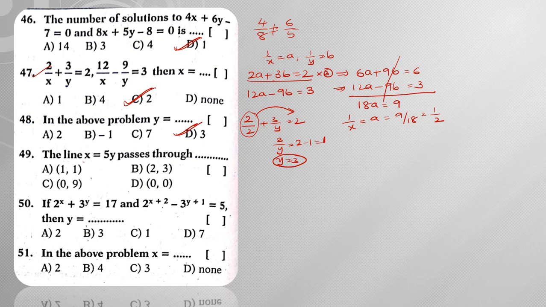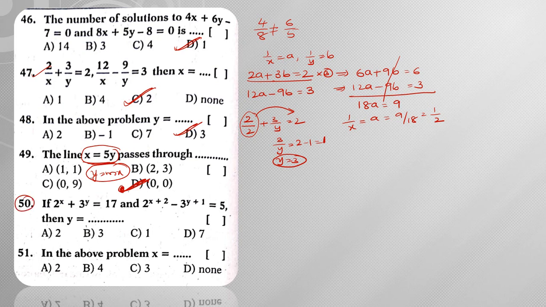Next, the line x is equal to 5y passes through. Already we have discussed, y is equal to mx, so it always passes through origin. Or you can see that there is no constant term. Hence whenever a linear equation does not contain a constant term, clearly it passes through origin, right?